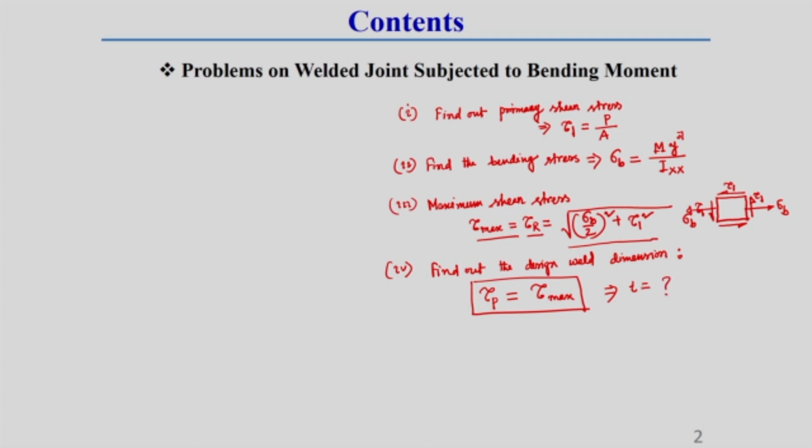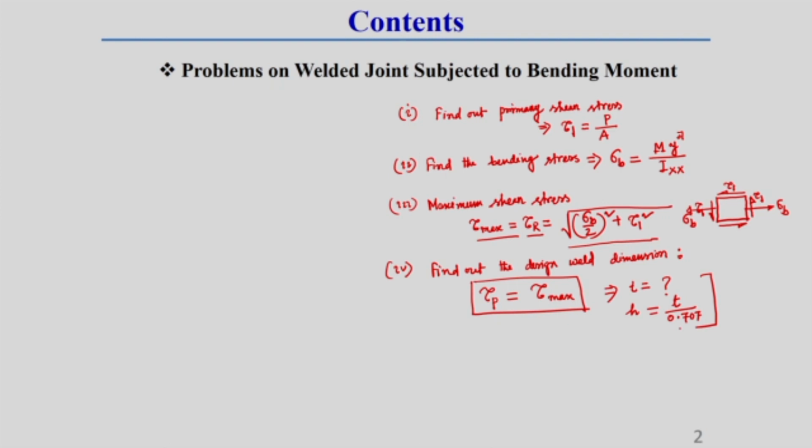If we know the throat thickness T, then we can easily find the leg length H. Leg length H is generally T divided by 0.707. So by this we can easily find the design dimension. These are the main steps we have to follow to find the design dimension of the weld once it is subjected to bending moment.